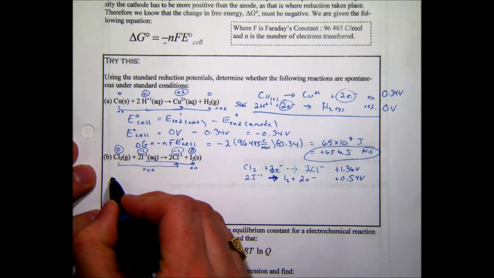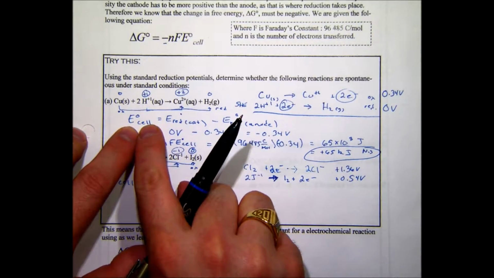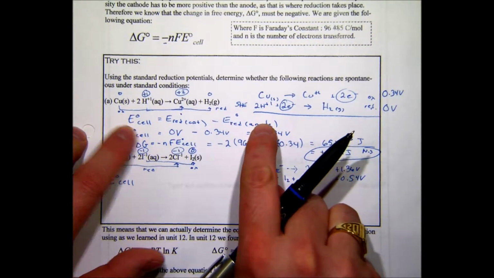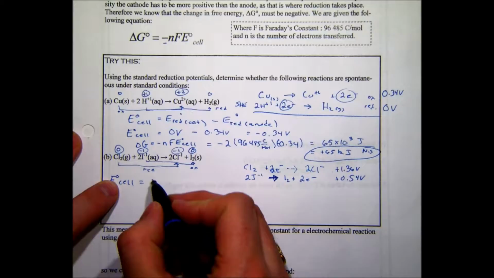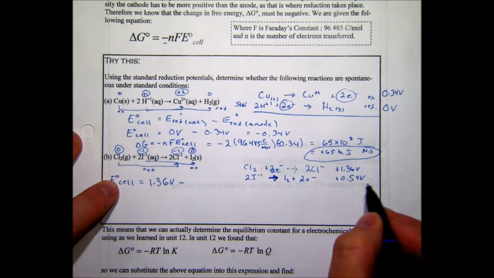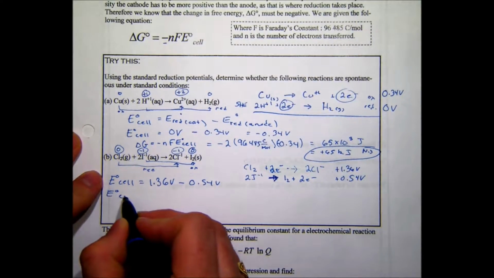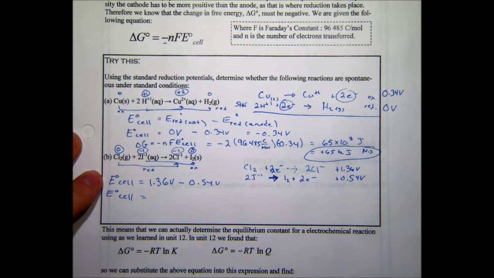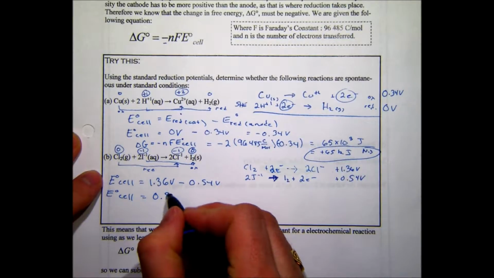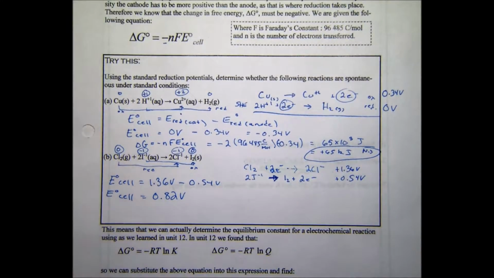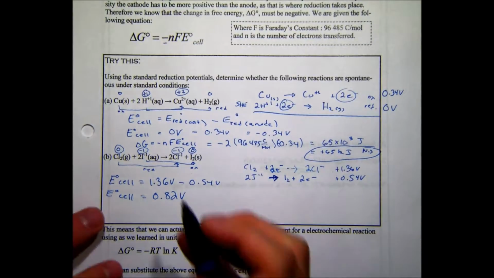So now we need to calculate Ecell. Ecell is equal to the reduction potential of the cathode minus the anode. The cathode is where reduction takes place, so I'm going to put chlorine, 1.36 volts, minus where oxidation takes place, 0.54 volts. Ecell is equal to plus 0.82 volts. So this is a positive value, which tells me this is very likely going to be spontaneous.